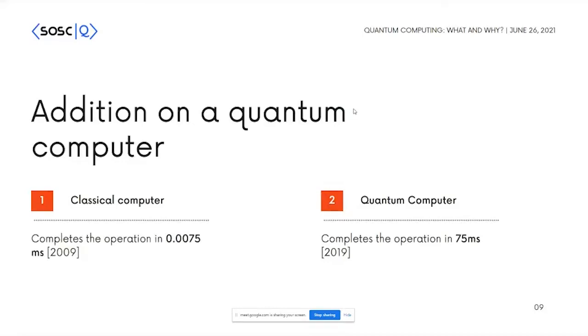If you were to add something, a classical computer or your normal laptop would take like 0.0075 milliseconds. It's a statistic I pulled from one paper in 2009. This is 2021, we have even faster processors, right? But a quantum computer would do it in 75 milliseconds. While 75 milliseconds is short, if you see, it's a huge difference. You're talking about basically an exponential change, right?